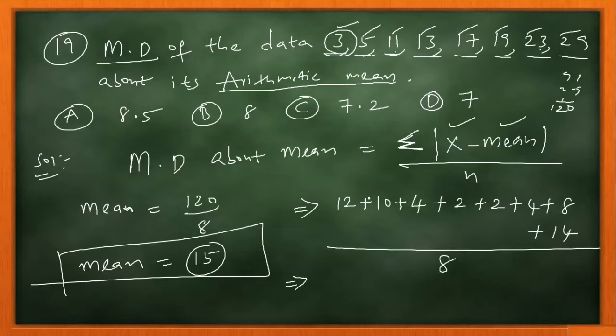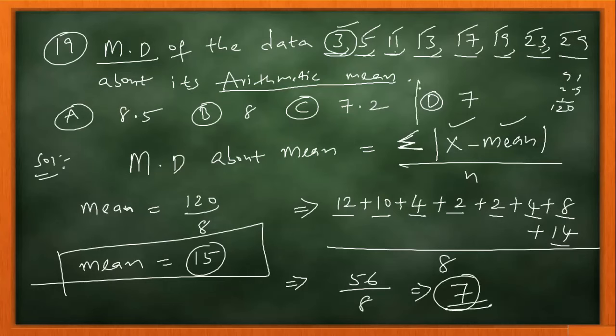So what is the sum? 12 plus 10 is 22, 22 plus 4 is 26, 28, 30, 34, 34 plus 8 will be 42, 42 plus 14 will be 56, divided by 8. Your answer is 7, not 7.2, and not 8, and not 8.5.